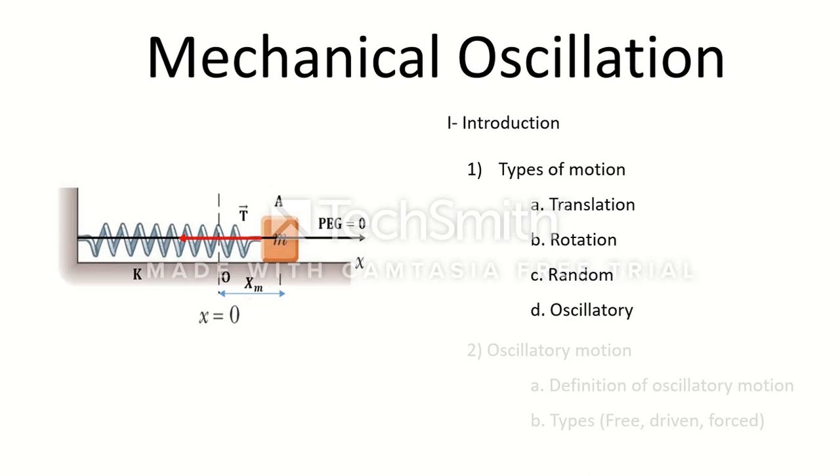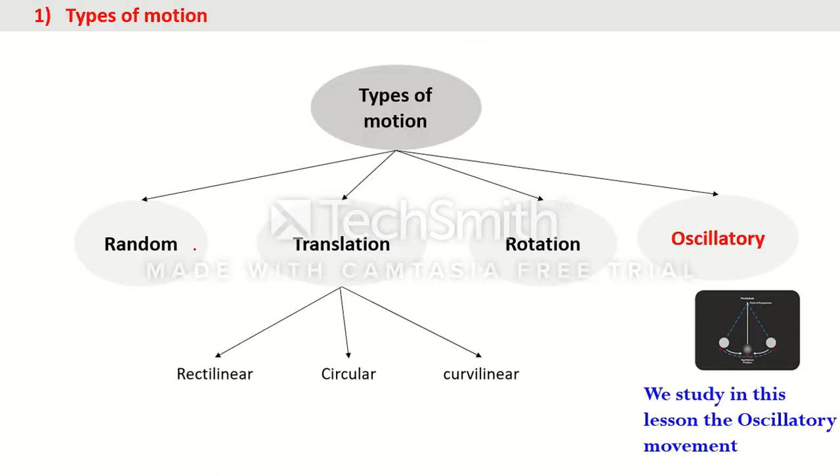Mechanical oscillation. We'll start with the first part, the introduction, and part 1, types of motion. What are the types of motion in general? So this is a small revision here. We have first the random motion, which is in any direction, in any way. It can be, for example, first rotation and then translation. But our main concern is these three types of motion.